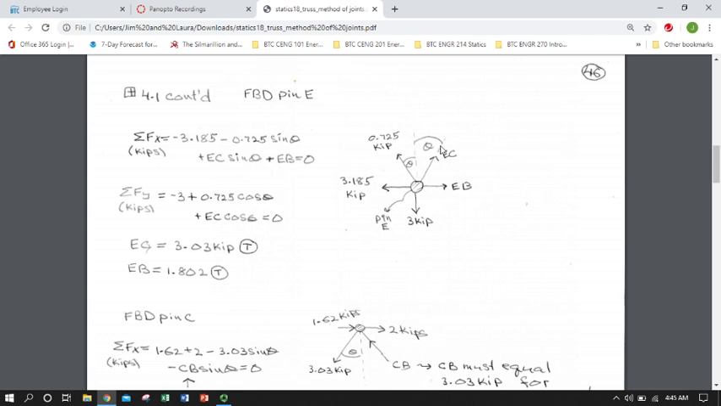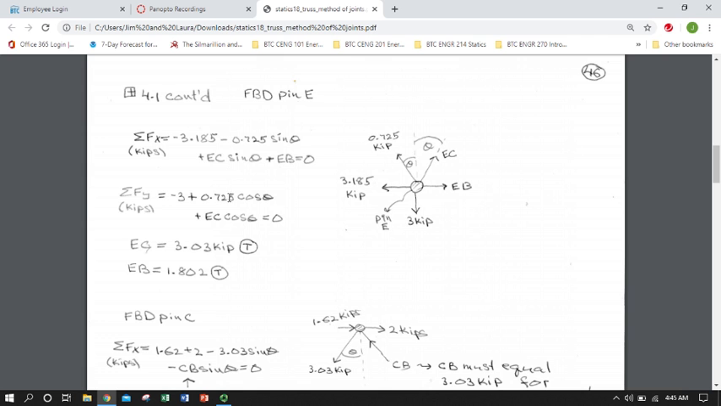We have a member EC coming off at angle theta, EB coming off on the horizontal, and then our applied load of 3 kips. So we'll sum the forces in the X. We get negative 3.185 kips, subtracting 0.725 sine theta, in this case sine of this angle, the way it's drawn, denotes the horizontal component. We have the positive EC sine theta and then all of EB, pointing here in the positive direction. That's all equal to 0.